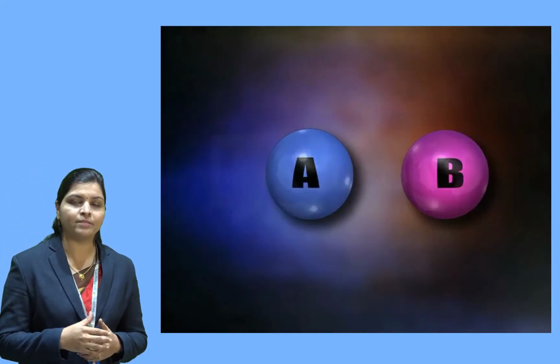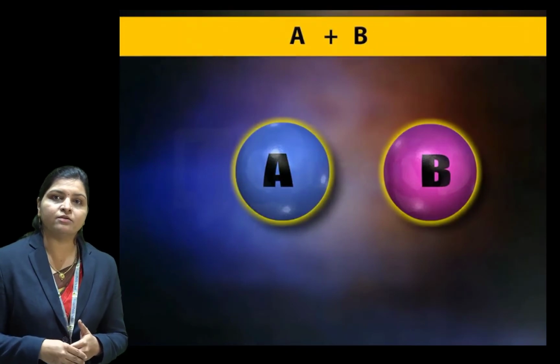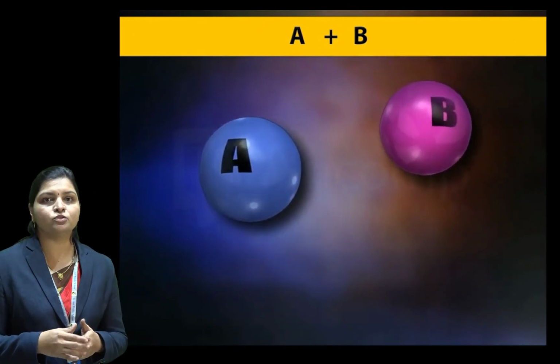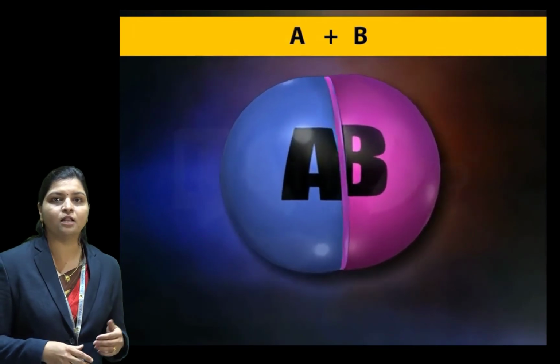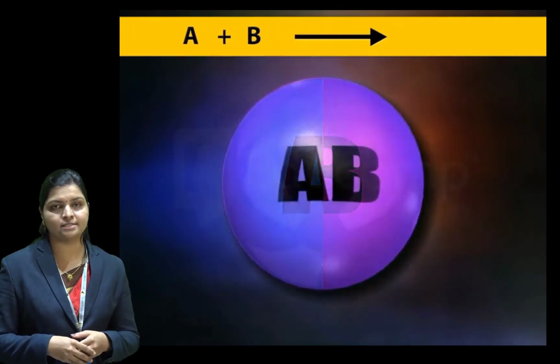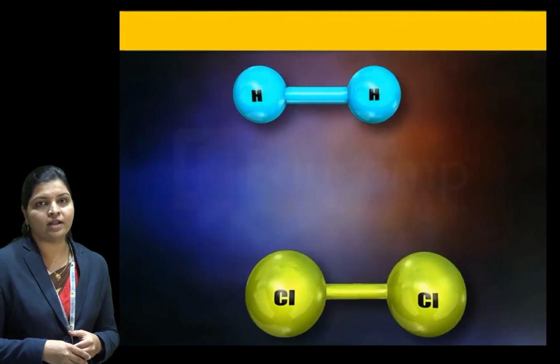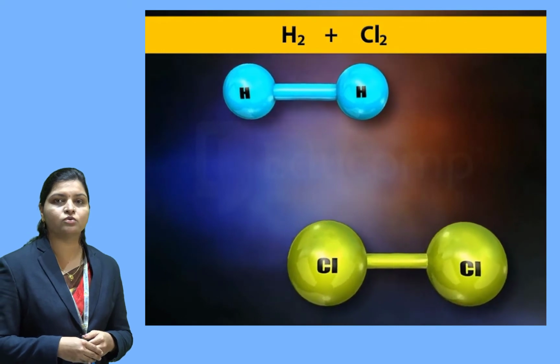First of all, combination reaction. A combination reaction is a chemical reaction in which two or more chemical substances combine to form a single product. For example, hydrogen and chlorine: when hydrogen and chlorine combine, they form hydrogen chloride.